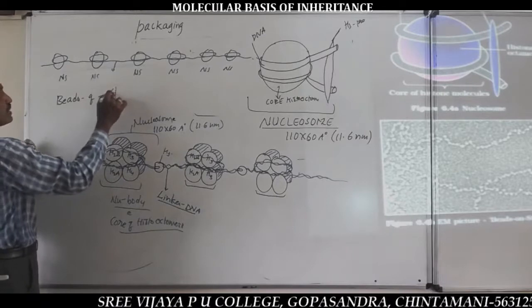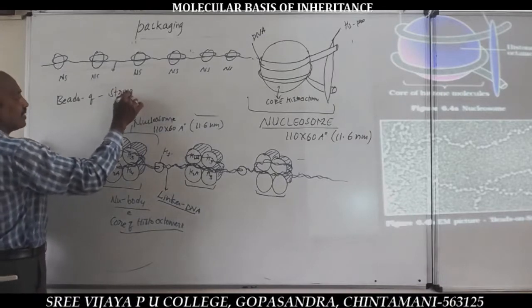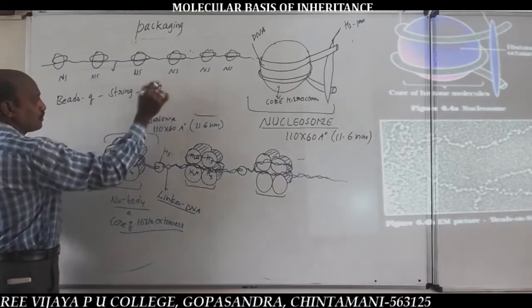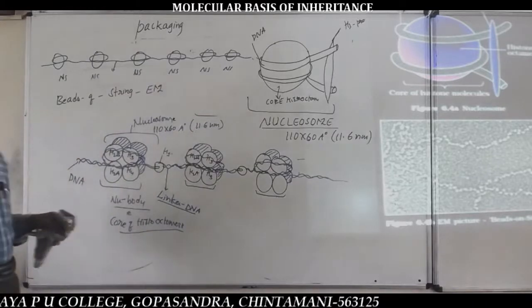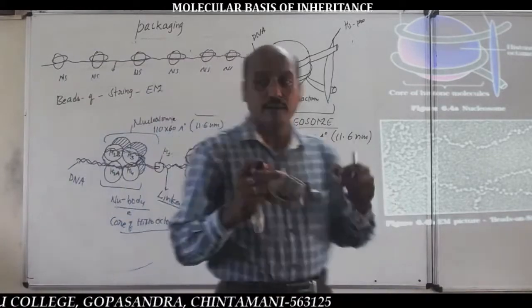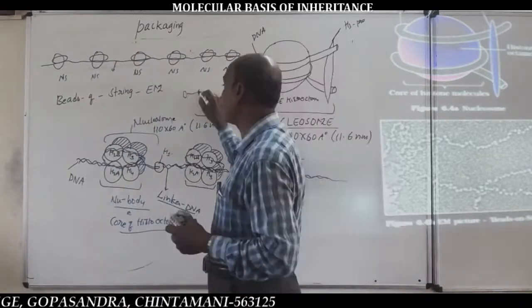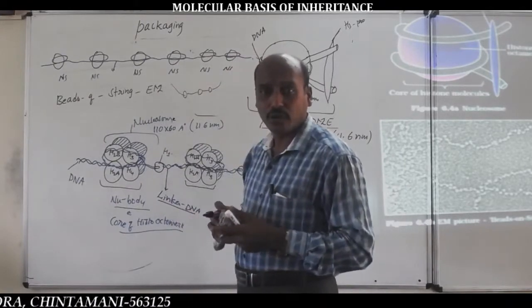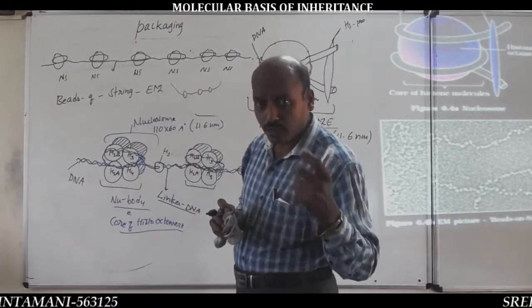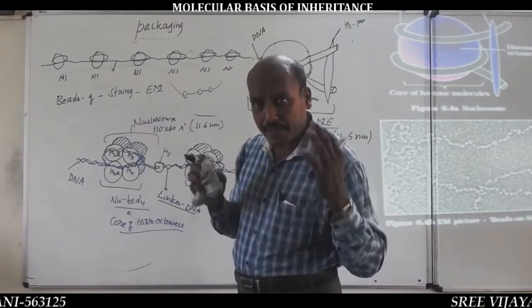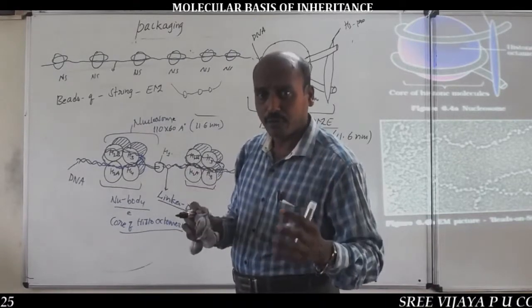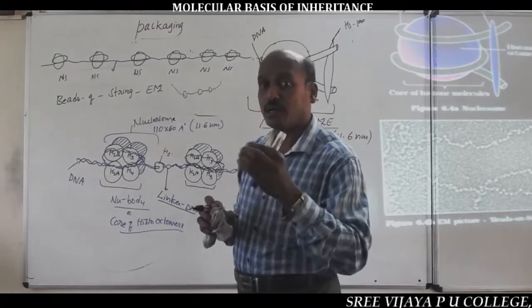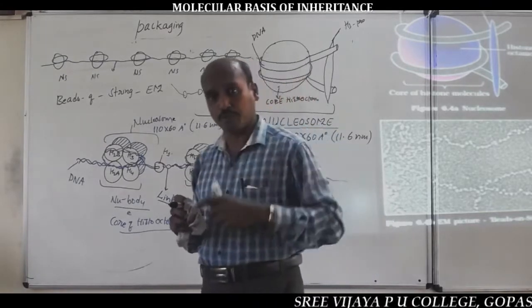Beads of string under electron microscope. This type of nucleosome chain appears in the form of beads on a string under the electron microscope.